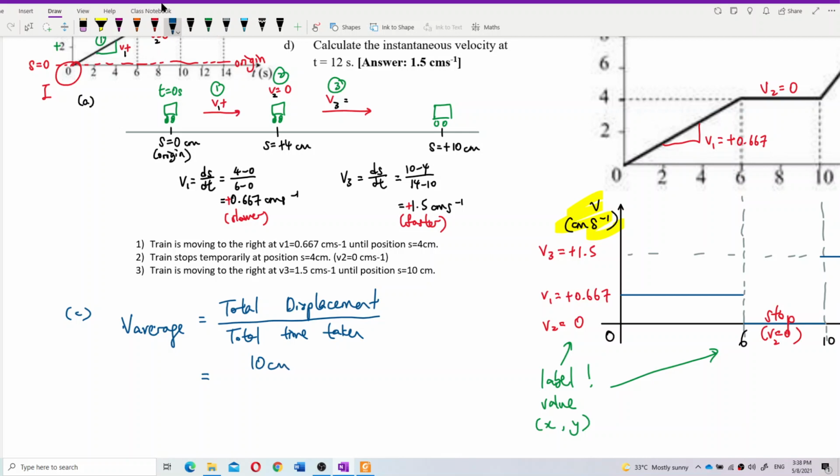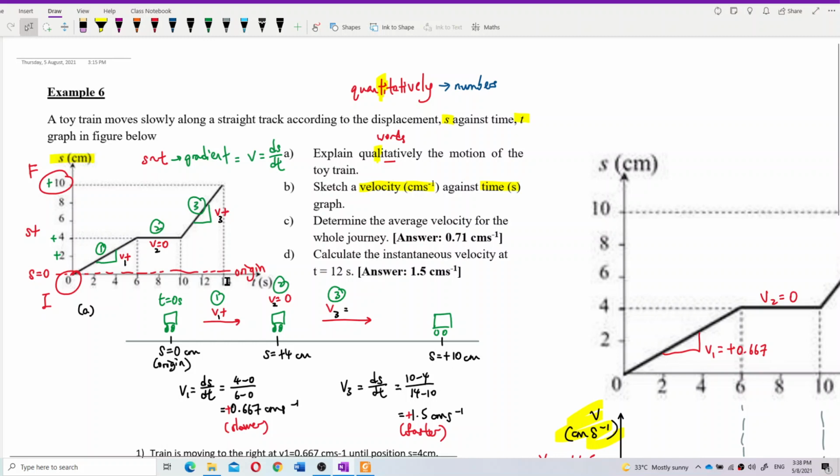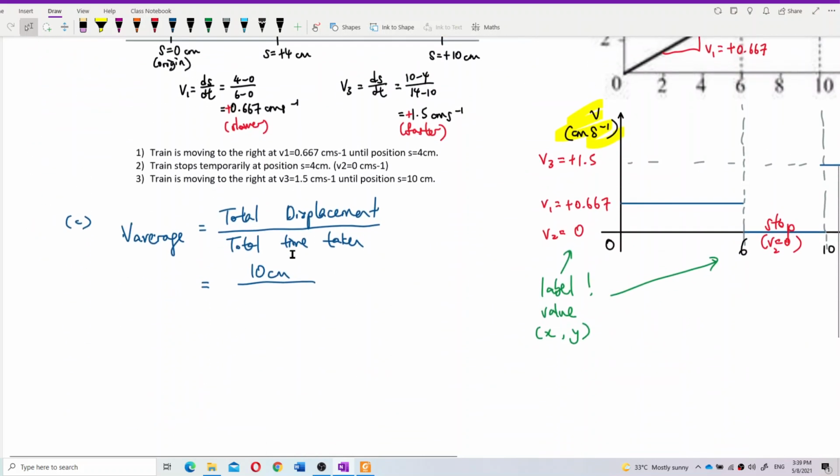And then what's the total time taken? Total time taken is 14 seconds, for the whole journey. Because sometimes you are asked not for the whole journey. Maybe they ask average velocity between 6 to 14, so you need to minus, 14 minus 6. But this one is the whole journey, from 0 seconds up to the final, 0 to 14 seconds. So the time taken is 14.